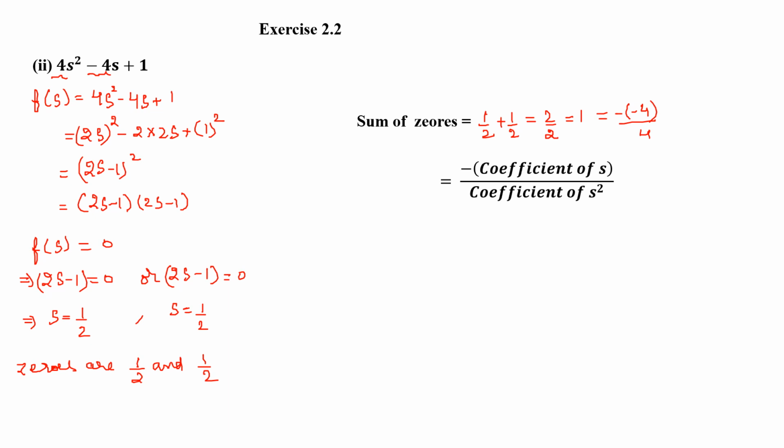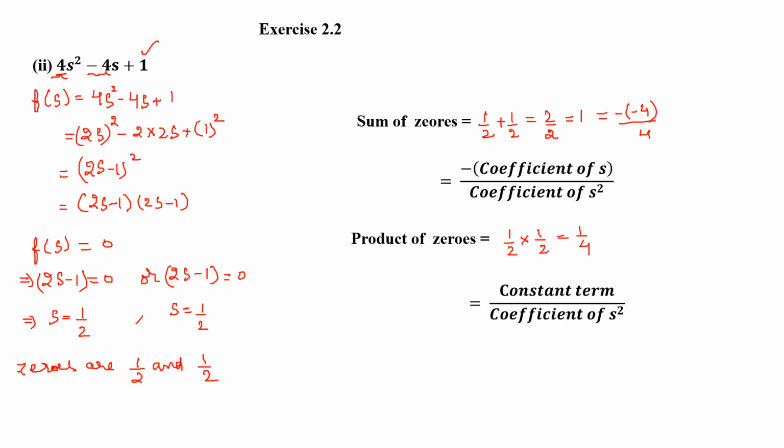Now next is the product of zeros we have to find. Product of zeros means we have to multiply. So 1 by 2 into 1 by 2 will give me 1 by 4, right? And here you can see 1 is the constant term, and 4 is the coefficient of s square. So this is my relation, constant term by coefficient of s square. Now I am moving to the next question.